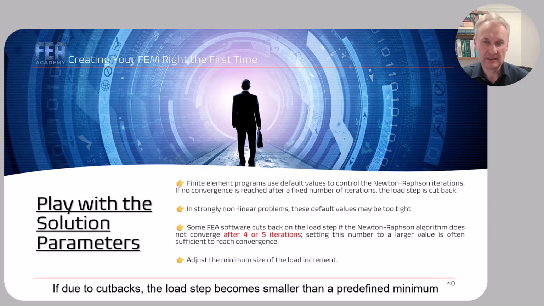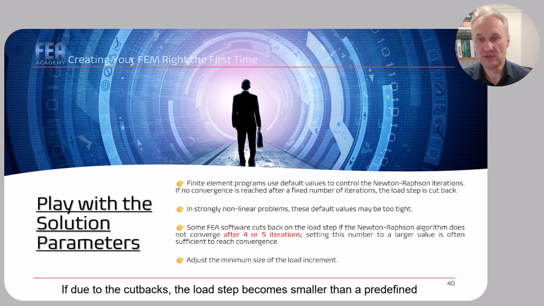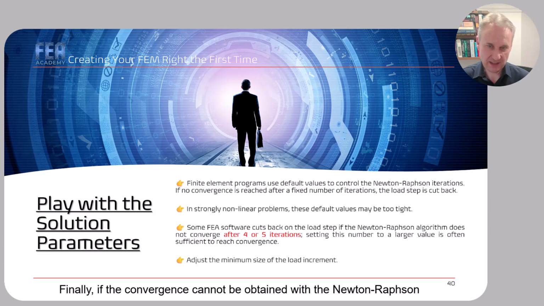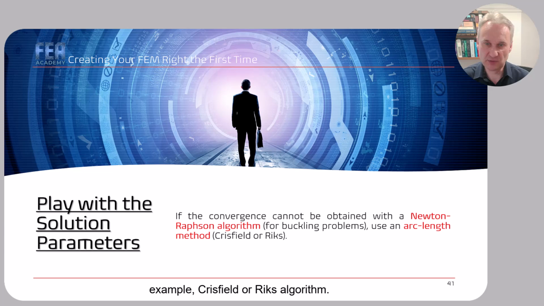If due to cutbacks, the load step becomes smaller than a predefined minimum value, the simulation stops with an error message. This minimum size of the load increment can be adjusted. Finally, if the convergence cannot be obtained with the Newton-Raphson algorithm, like for a buckling problem, for example, use an arc length method, for example, Crisfield or Riks algorithm.